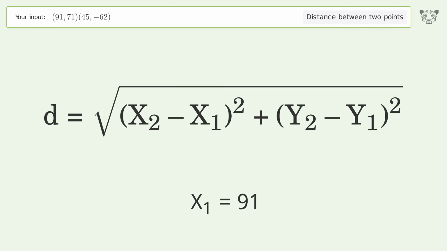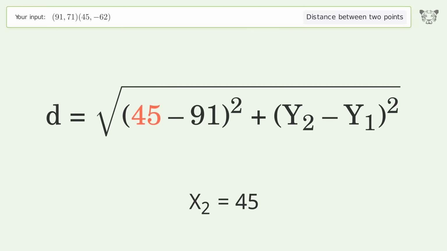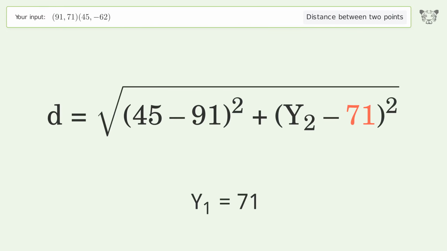x1 equals 91. x2 equals 45. y1 equals 71. y2 equals negative 62.